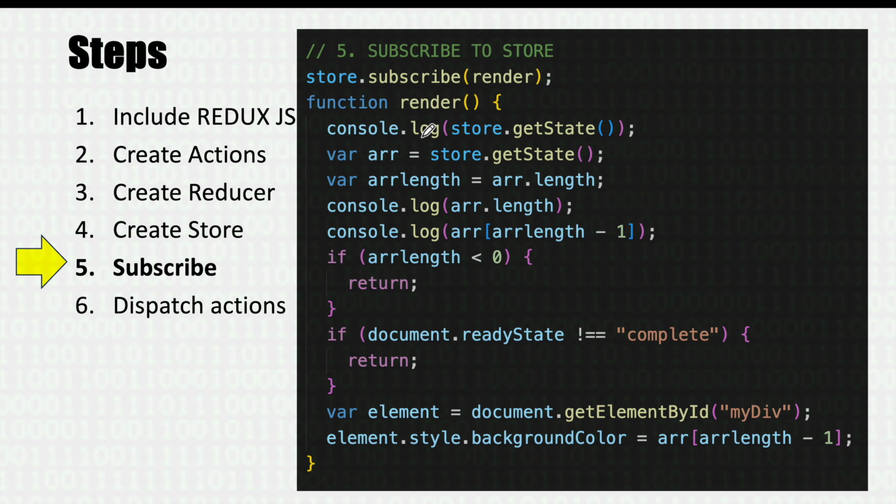So what is happening here is that we are subscribing, and this is the callback function which we have here. Whenever the store changes, this callback function is called, and it gets the array, which is basically what exactly is there in the state. If the document is already in the ready state, meaning the document has been loaded, and post the load of the document you change the state, then it gets a div element which has the name myDiv, and it sets the background color of that div to the last element of the state array. When we see this in action, it will be very clear.